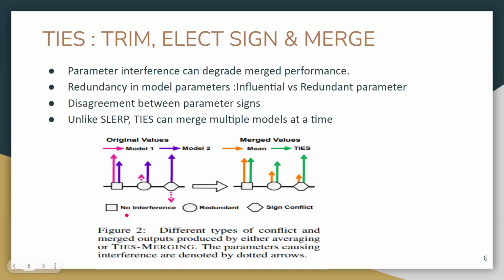So the left one with square shape is fine. For example, here we have two pink and purple parameters with the same magnitude and the same sign. We can assume if the arrow is upward, it is positive; if the arrow is downward, it is negative. So here the magnitude and sign are the same. When we merge them, that's okay. We can get something that works.